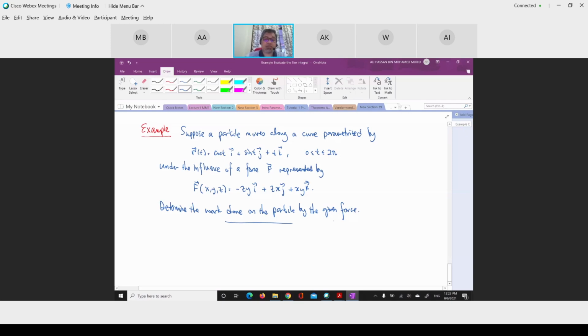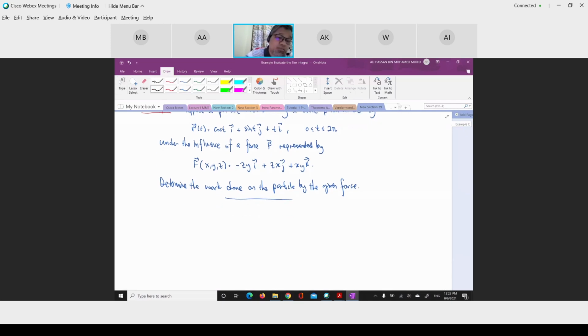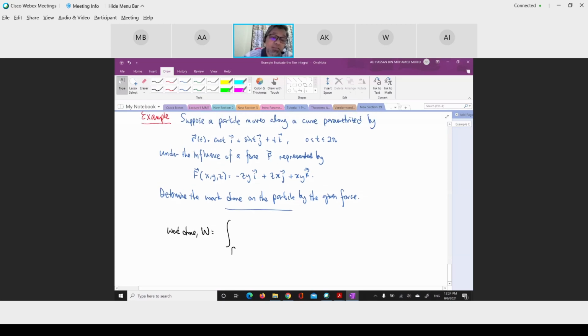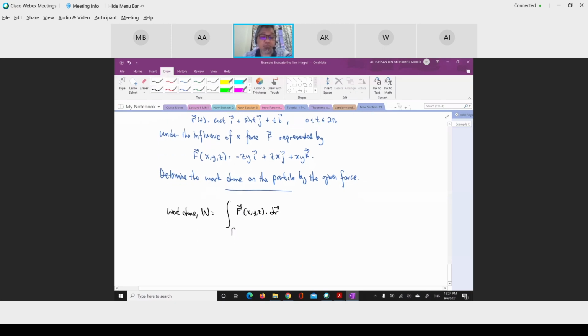So we know now that the work done is given by the line integral. The work done, represented as W, is the integral over the curve gamma of F(x, y, z) dot dr. This is a dot product of two vectors, so make sure you write the dot clearly.